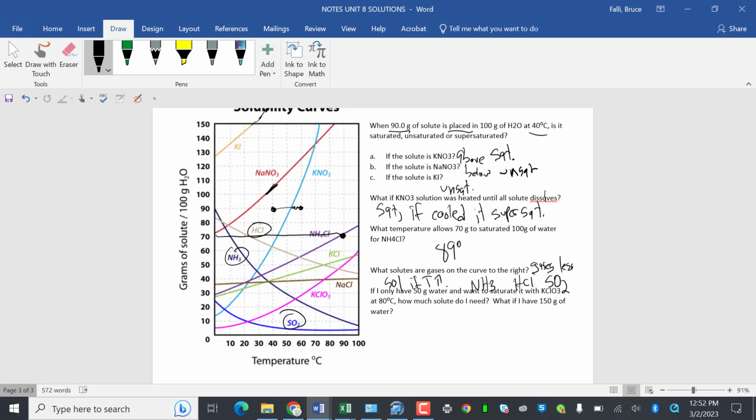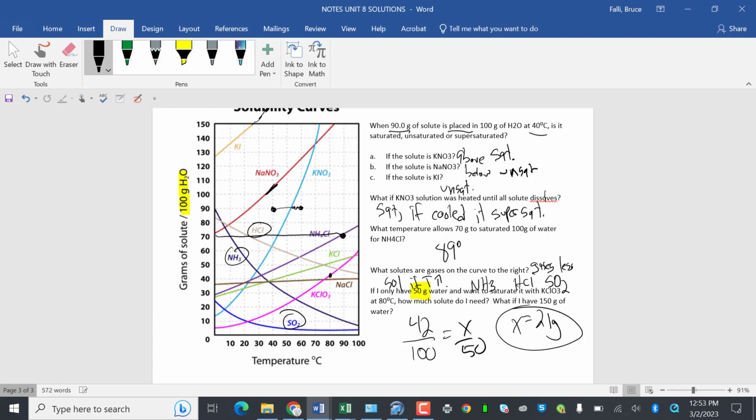If I only have 50 grams of water and want to saturate it with KClO3 at 80, that is what, 42. But look, I tried to trick you. I have 50 grams of water, not 100 grams of water. So 42 would be half as much. 42 over 100 equals x over 50. You can do this any way you want to. We're going to figure out that x is 21 grams.